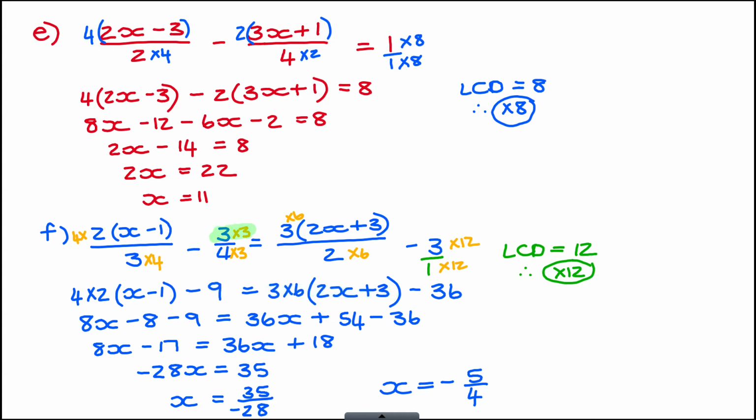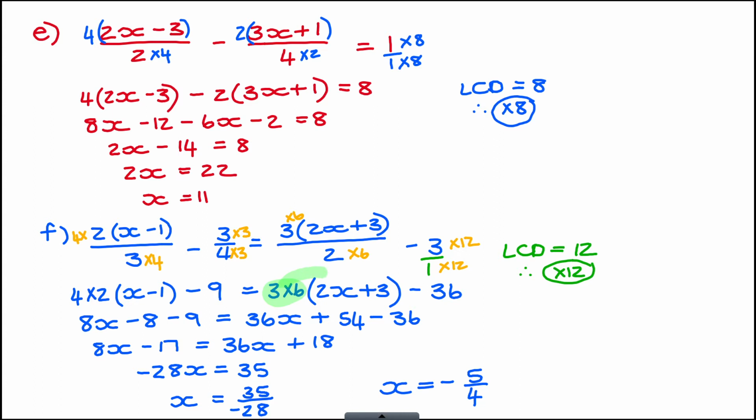Okay. Right. So now, people, I'm going to multiply in. So 8 times this x gave me 8x, and 8 times minus 1 gave me the minus 8. Okay. Then our second bracket, the 3 times 6 gives me 18.